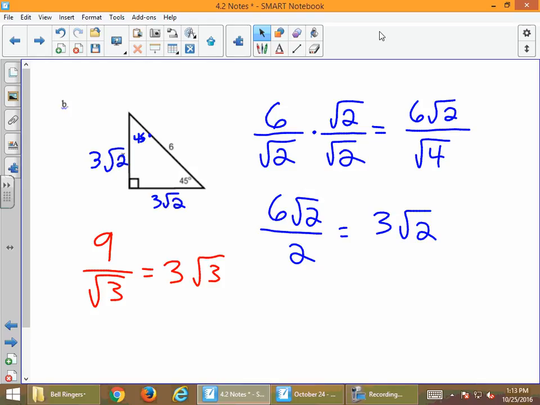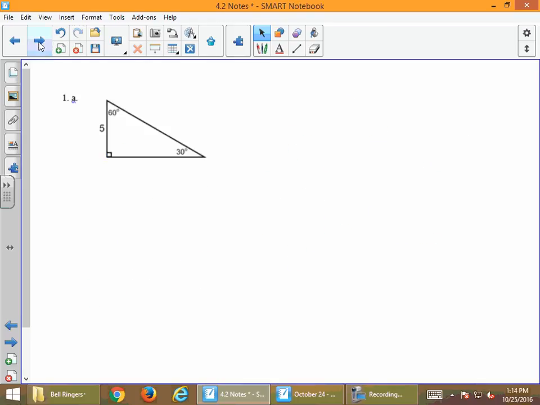Okay, questions on the 45-45-90s? Multiply, divide by radical 2. We're going to kick it up a notch. Boom. Now we're going to take a look at 30-60-90 right triangles.